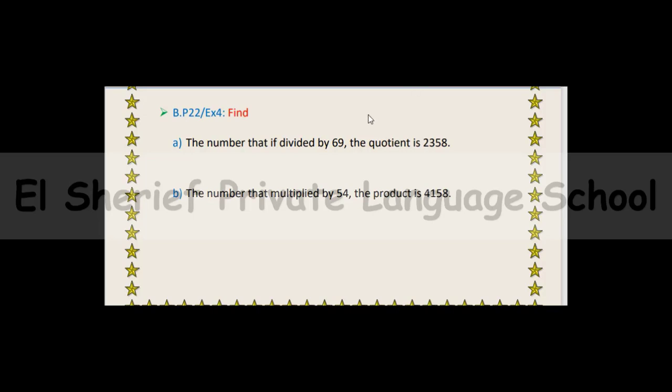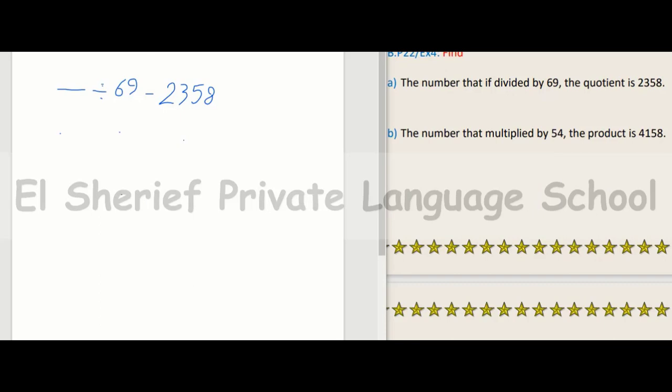Today we will complete solving exercises on dividing a whole number by another. Book page 22, exercise 4, find letter A. Find the number that if divided by 69, the quotient is 2358. Let's see it.